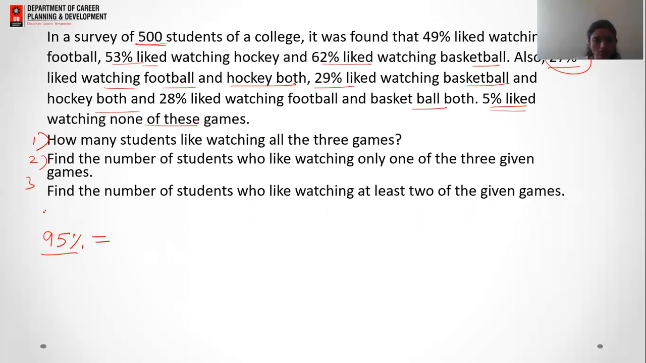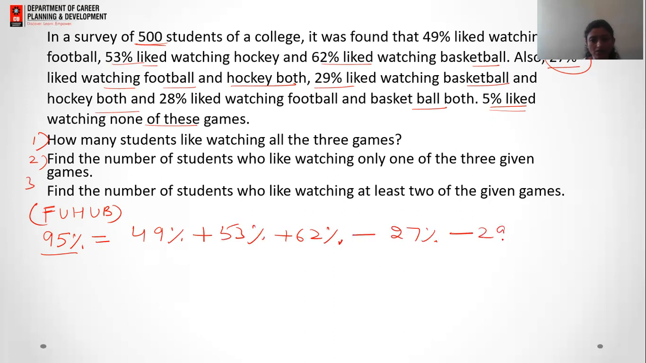So A union B union C, as there is football, hockey, and basketball, so it means the union of F union H union B is given to us as 95%. This is equal to the number of elements in A, which is 49%, then 53%, then 62%, minus A intersection B, which is 27% like watching football and hockey, and 29% watching basketball and hockey, and 28% watching football and basketball. And now the intersection of these three.